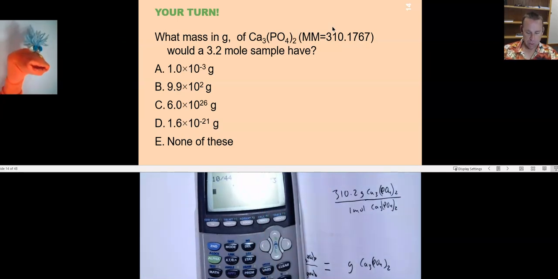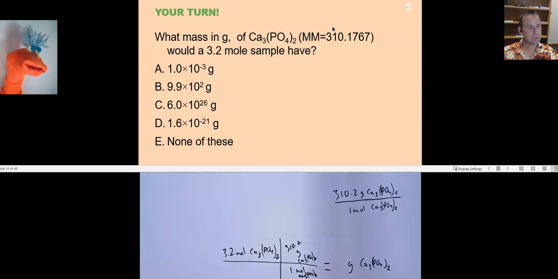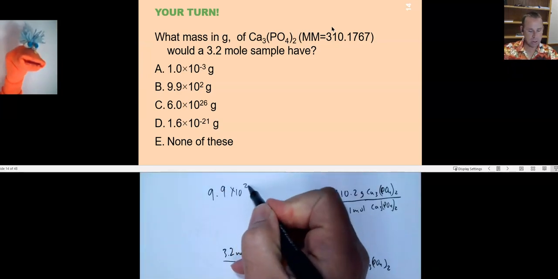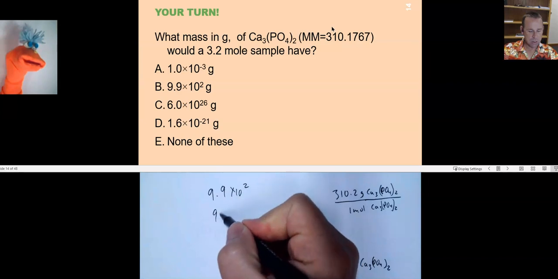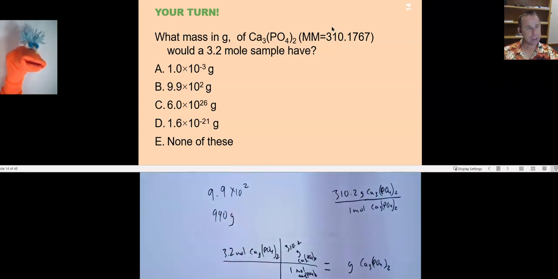So 992. Is 992 up there? I think that's what B is, right? That's right. 9.9 times 10 to the 2 is 990, and the units are grams. Good.